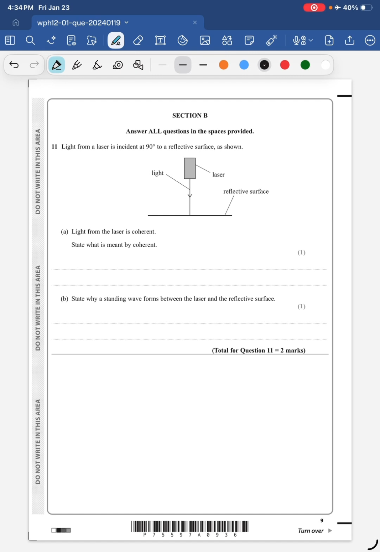So my answer says that there is a constant phase difference between the photons, I guess, of the source. Therefore, that's why you see a very intense bright light from lasers. But I want to check the mark scheme to make sure that I am giving you the correct answer. So in the mark scheme, they say that there is a constant phase relationship or difference. Okay, so is it the same? So let's move on.